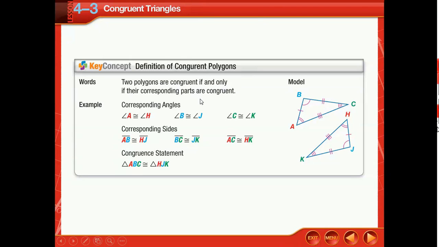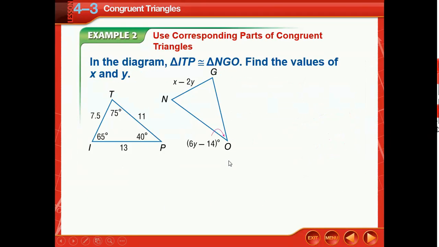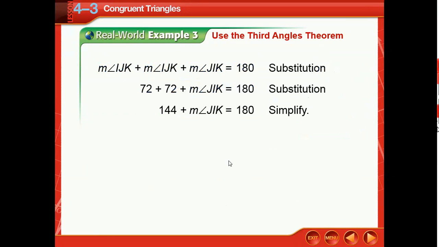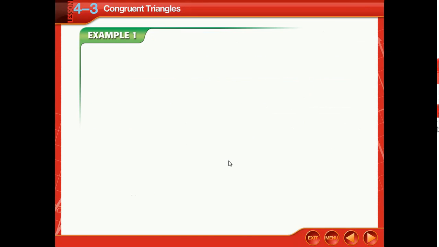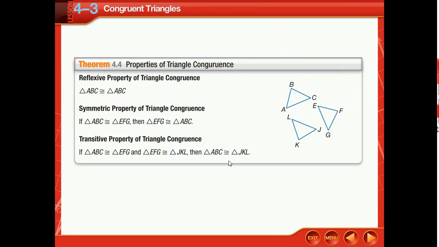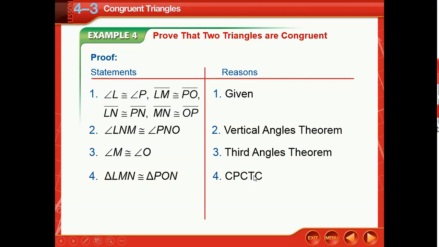Definition of congruent polygons. If all of their angles are correspondingly congruent, so 3 for a triangle, and all of their sides are correspondingly congruent, then the triangles themselves must be congruent. Oops, I have to go all the way back down again, sorry. There's probably a better way to do it. Oh, there it was, CPCTC. So that's the thing, corresponding parts of congruent triangles are congruent. Ta-da!